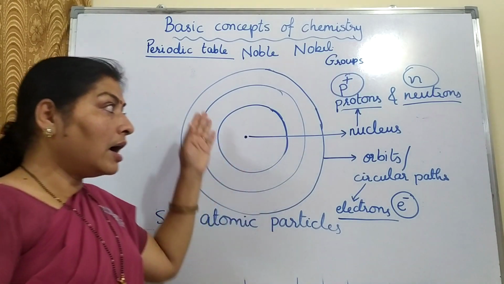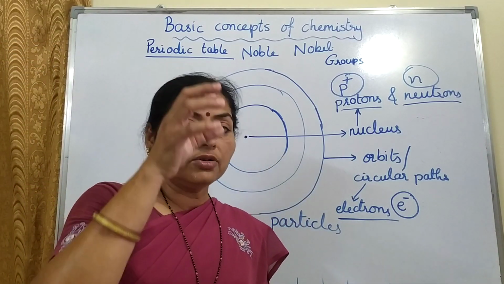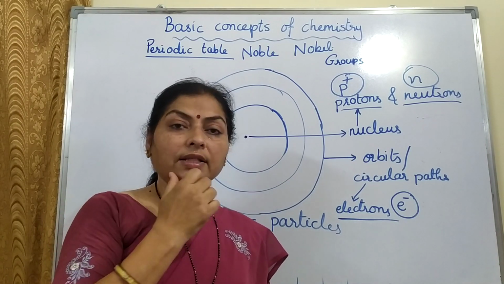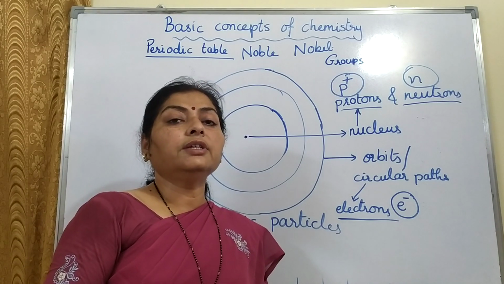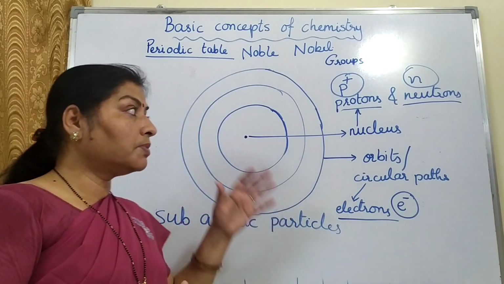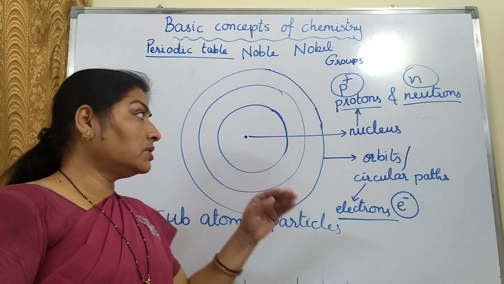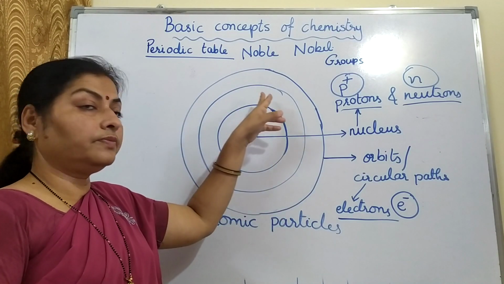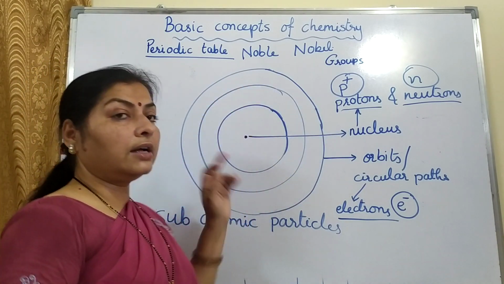After this, I will be sending you the electronic configuration of the first 20 elements. After seeing the video, you just write that also in your notebook. Electronic configuration means distribution of electrons. Suppose sodium is having 11 electrons. So where are these 11 electrons? 2 are in the first orbit, then 8 are in the next. So 2 and 8 becomes 10, and 1 is in the last shell.